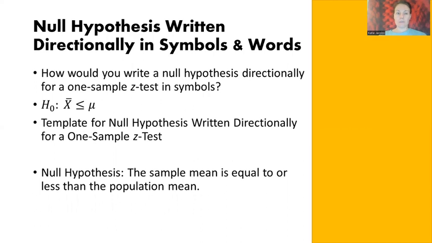So if you said that would be H sub 0 colon x bar is less than or equal to mu, you're correct. So remember, sometimes students struggle with this because they forget that the null hypothesis has to cover every single option that the research hypothesis didn't cover. So if we use the greater than symbol for the research hypothesis, then for the null hypothesis, we need the less than or equal to symbol. So then we also have a template that we can use to translate our symbols into words. So we have null hypothesis, colon, the sample mean is equal to or less than the population mean.